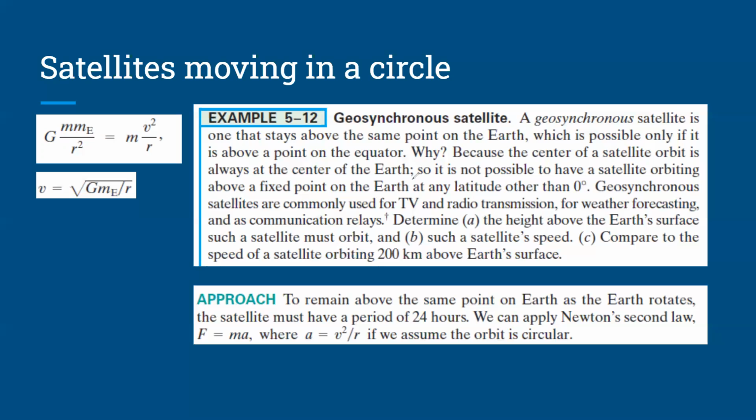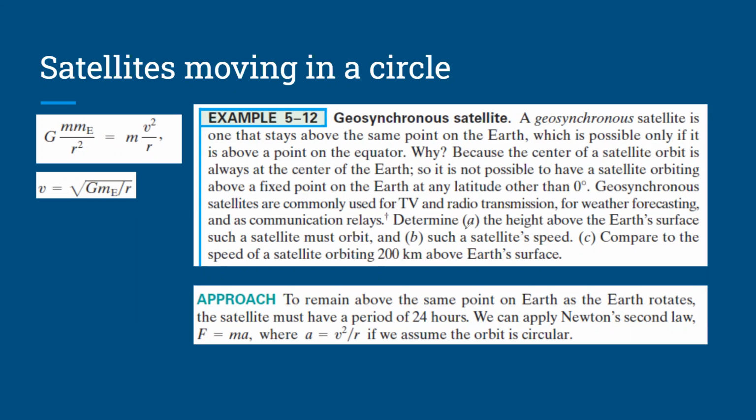Because the center of a satellite orbit is always the center of the Earth, it is not possible to have a satellite orbiting above a fixed point on the Earth at any latitude other than 0 degrees, which is at the equator. The center of the orbit is always at the center of the Earth. So that's the main reason. Geosynchronous satellites are commonly used for TV and radio transmission, for weather forecasting, and as communication relays.